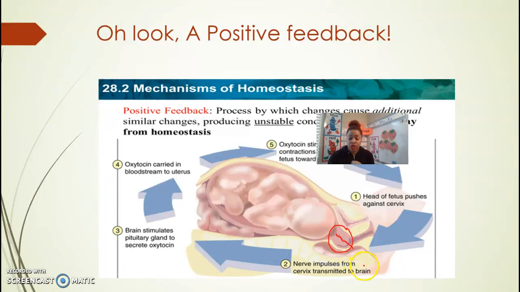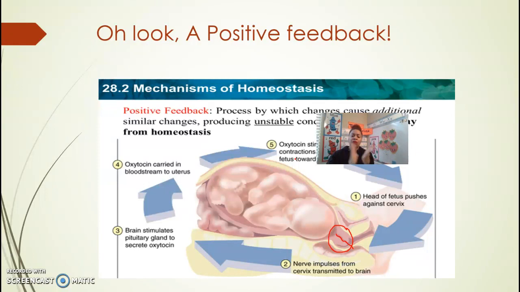I know, ouch, right? But the body is so amazing because the nerve impulses from the cervix are transmitted to the brain. And then the brain is going to stimulate the pituitary gland and tell it, hey, I need you to secrete oxytocin, which is a hormone. Oxytocin is carried through the bloodstream to the uterus. And then the oxytocin stimulates uterine contraction. You have no control over these uterine contractions.